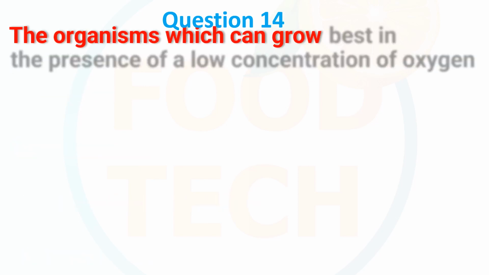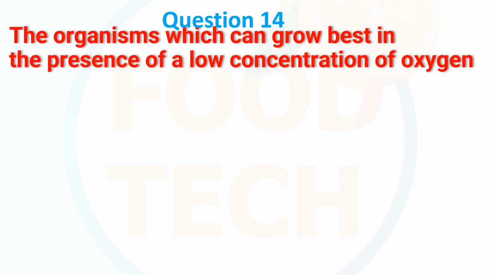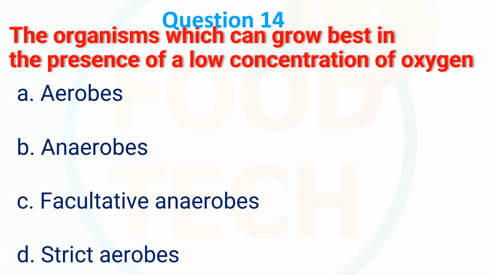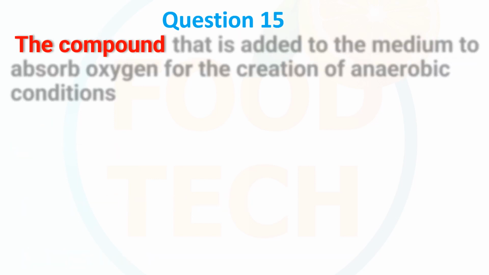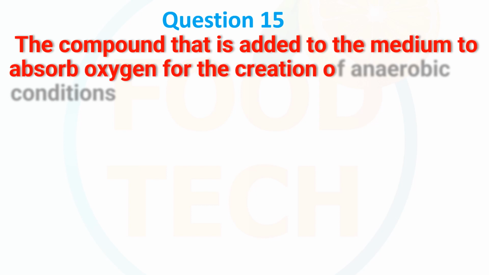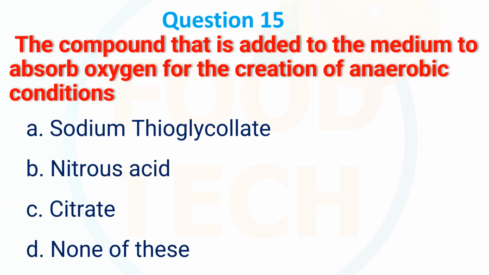The organism which can grow best in presence of a low concentration of oxygen: A. Aerobes, B. Anaerobes, C. Facultative aerobes, D. Strict aerobes. The answer is anaerobes. The compound that is added to medium to absorb oxygen for the creation of anaerobic condition: A. Sodium thioglycolate, B. Nitrous acid, C. Citrate, D. None of these. The answer is A. Sodium thioglycolate.